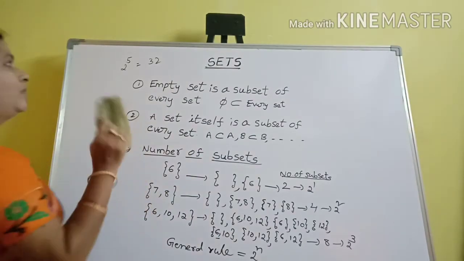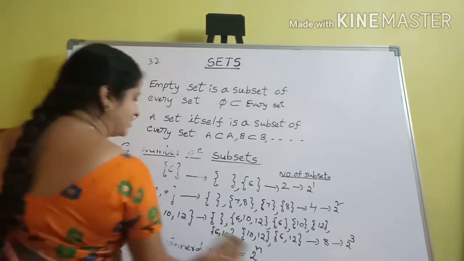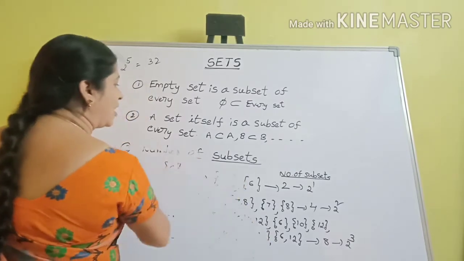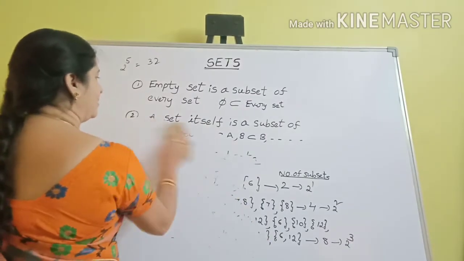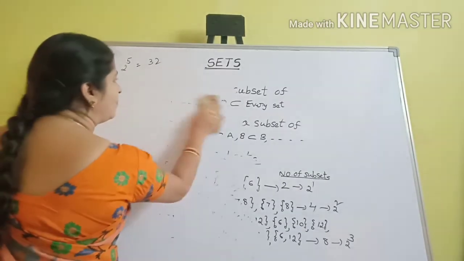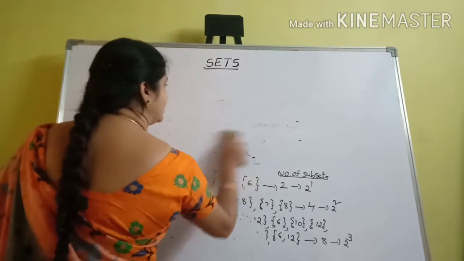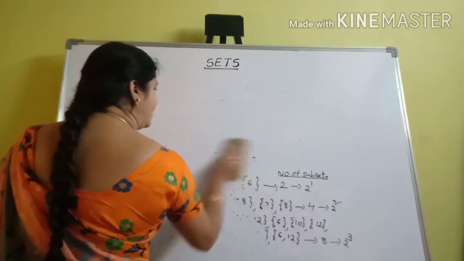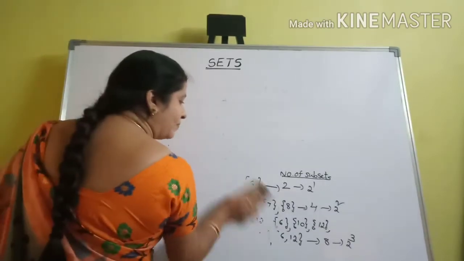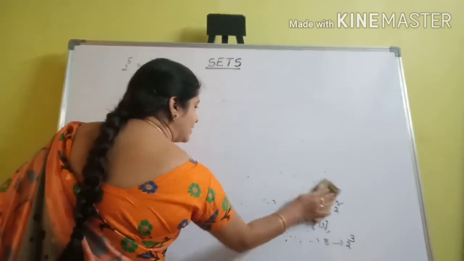So this is all about the types of sets. Next we will continue the topic basic operations on sets. What are the basic operations in mathematics? Do you know? Plus, minus, into, divided by are the 4 basic operations in mathematics. Okay. So what are the basic operations on sets?